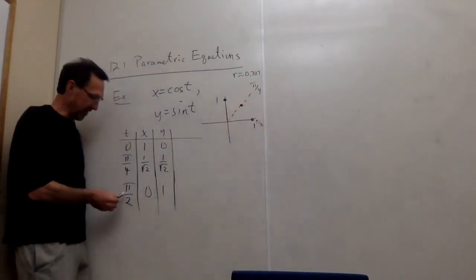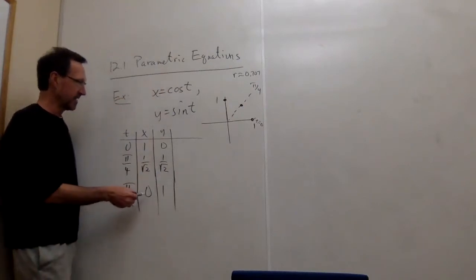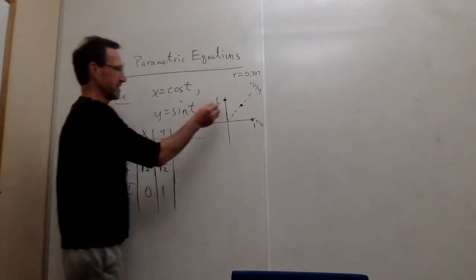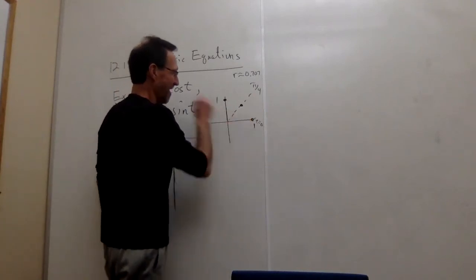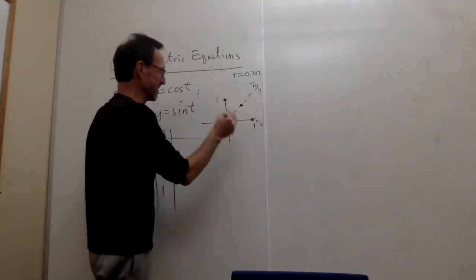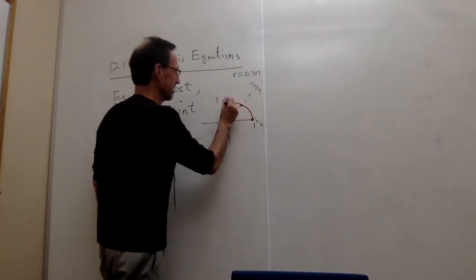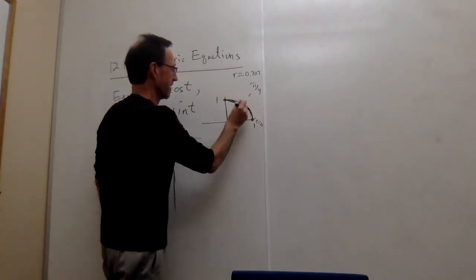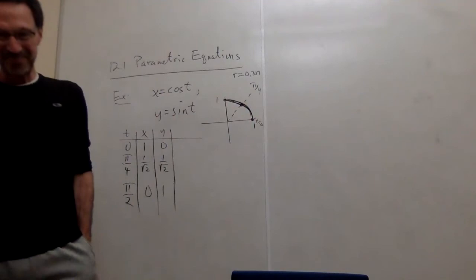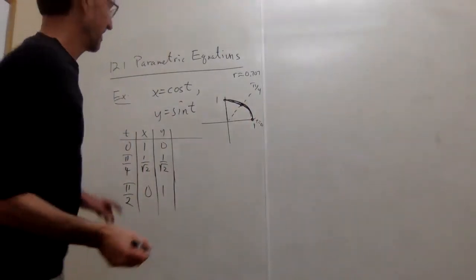And then I went all the way through the first quadrant, pi over 2. And then, of course, x and y flip around. The cosine is now 0, the sine is 1. Now, how do you think the points get from here to there? It appears they're following some curve. And what might that curve be? Could it be a circle?